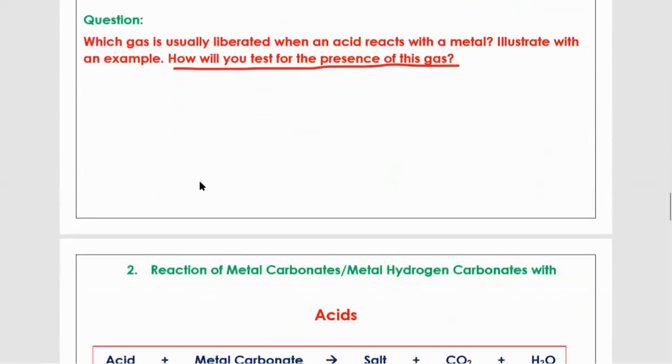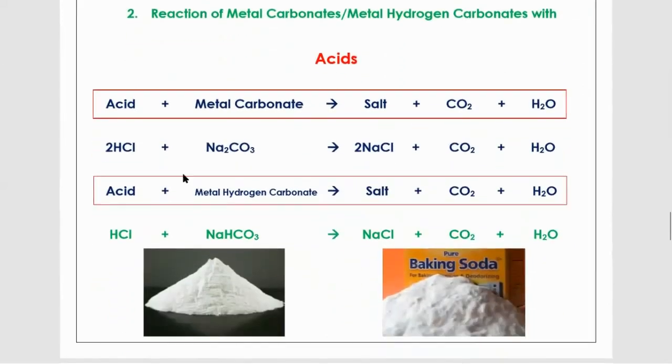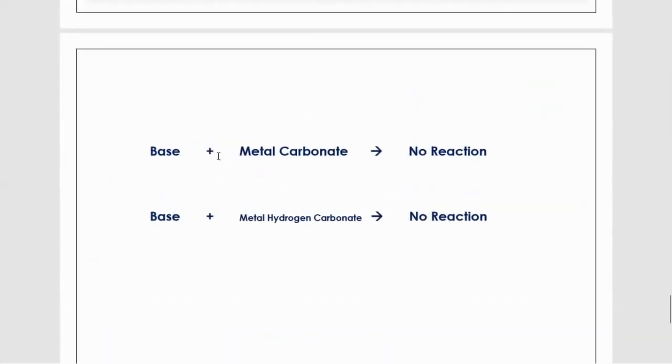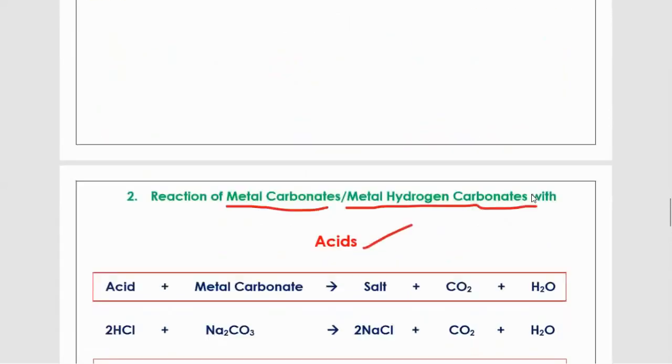And let us see the second chemical property in this video, that is reaction of metal carbonates or metal hydrogen carbonates with only acids. Why not with base? Here you can see base plus metal carbonate gives no reaction. Base plus metal hydrogen carbonate gives no reaction. So there is only possibility with acids. Okay, let us see this.